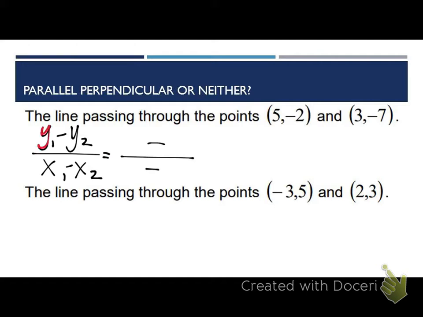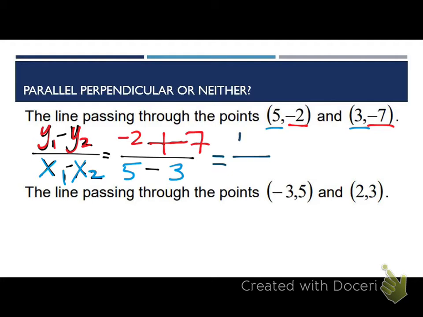All right, so what is my first y? Negative 2. And then my second y? Negative 7. When I plug in negative 7, there's already a minus there. That makes a plus. My first x is 5. My second x is 3. What's minus 2 plus 7? 5. And then 5 minus 3 is 2.